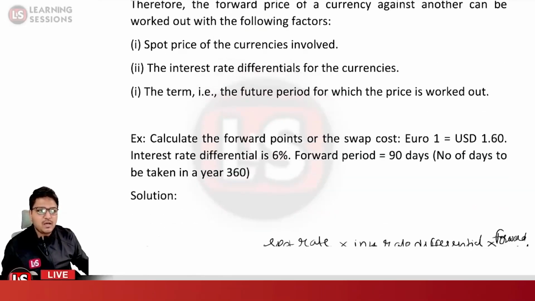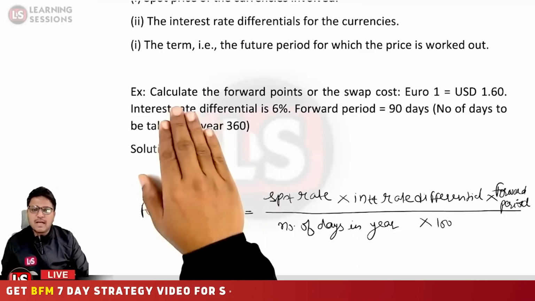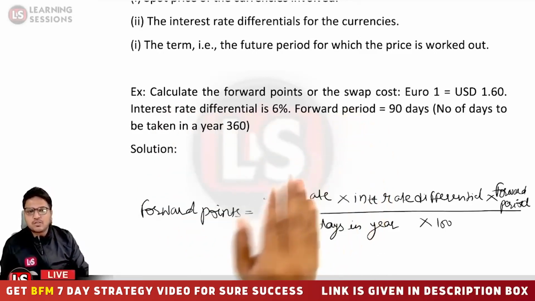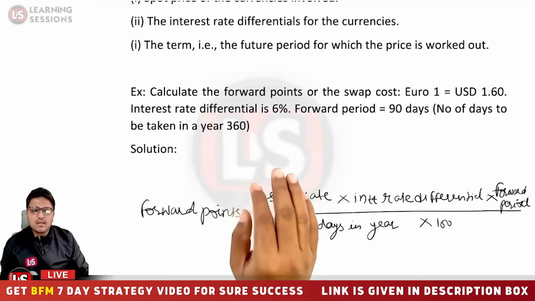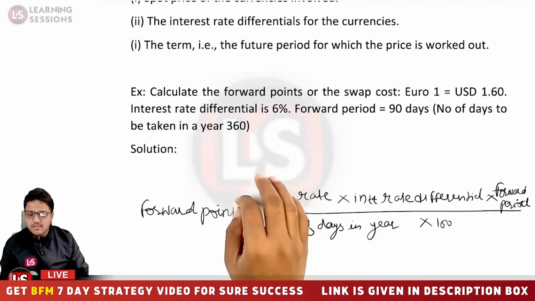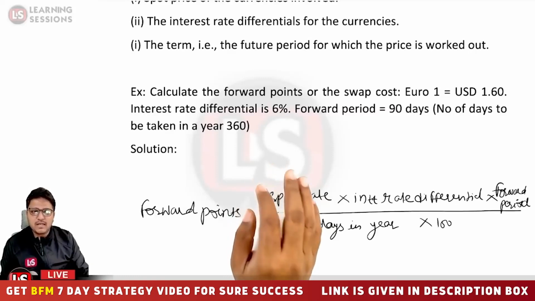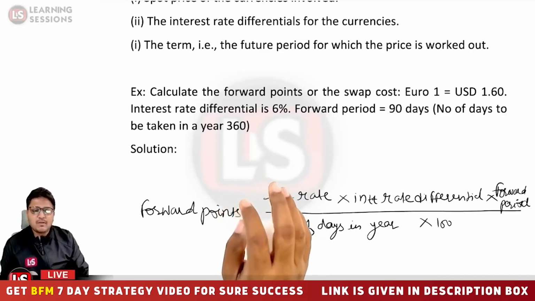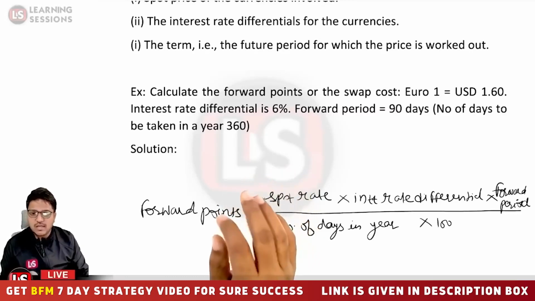So we'll be solving some questions based upon it. Let us have a look at it. It is given over here: calculate the forward points or the swap cost. Euro 1 is equal to USD 1.60. Interest rate differential is given to be 6%. Forward period is given to be 90 days. And in the example, it is clearly said that we need to take the number of days to be 360 for easier calculation purposes.